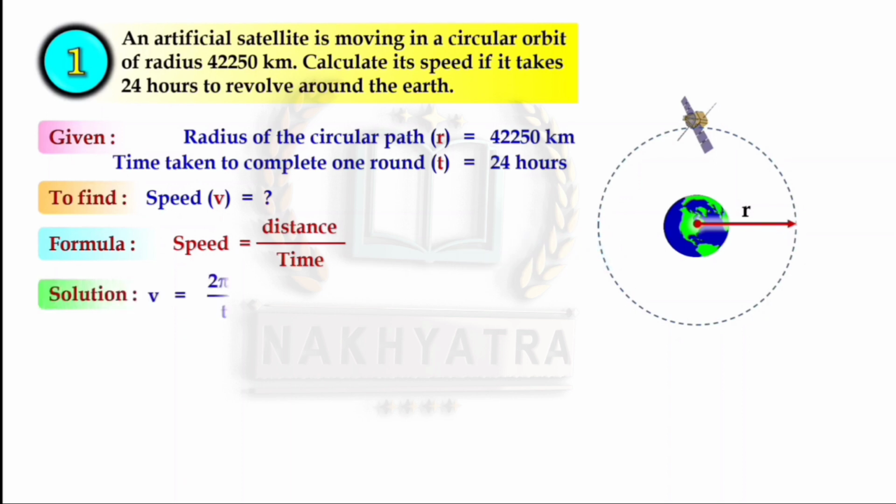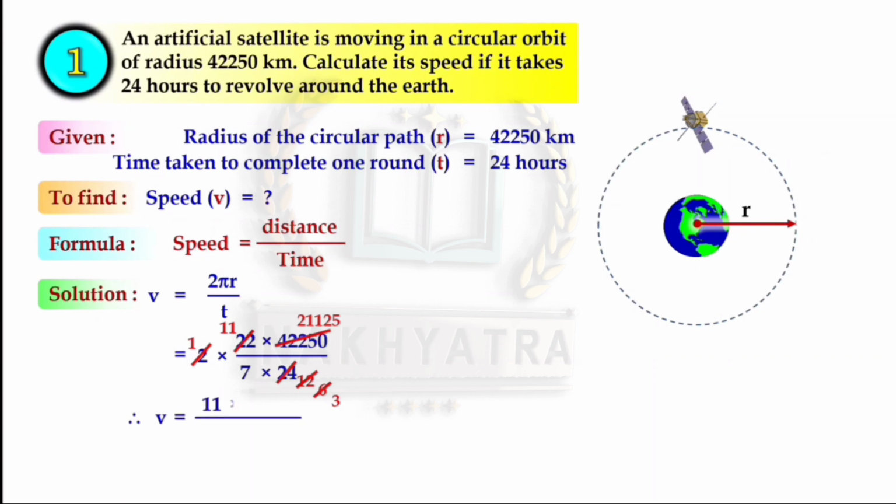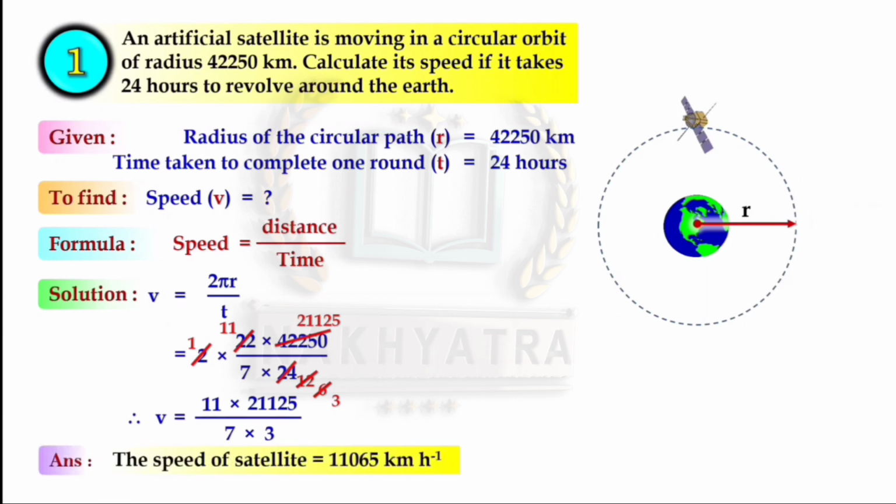Now let's solve it. So speed, that is v, equal to distance, we know that it is 2 pi r by t. So now put the values. 2 into 22 by 7, that is the value for pi, into 42,250 by 24. Now cancel it and do the calculation. So we will get v equal to 11 into 21,125 by 7 into 3. So v equal to 11,065 km per hour. Okay, and the answer is the speed of the satellite equal to 11,065 km per hour.